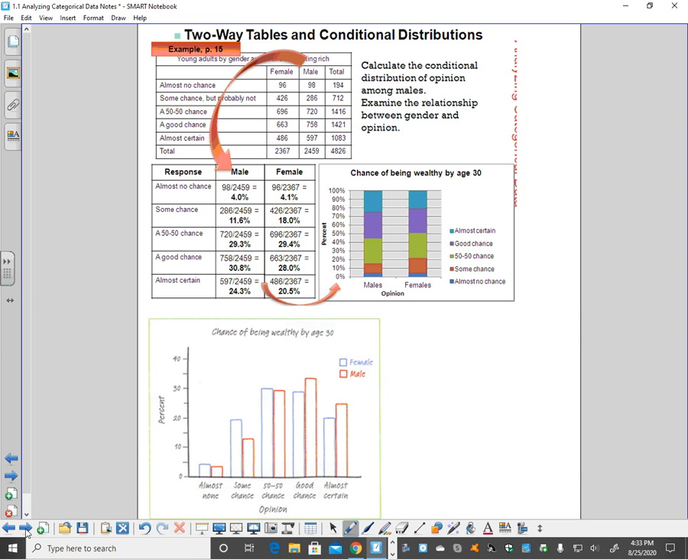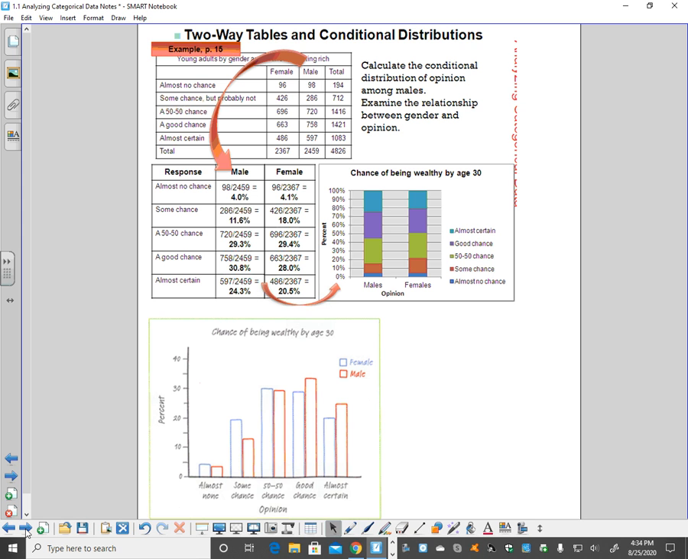Okay, now this is all beautiful and done for us, and we're going to just talk through it. But when we work on the homework, you're going to have to create this out of thin air. So really, really focus. At the top, I've got my table. It says calculate the conditional distribution of opinion among males. Examine the relationship between gender and opinion. Okay, so here's what I'm going to do. I'm going to sort this information, males and females, and their opinion.